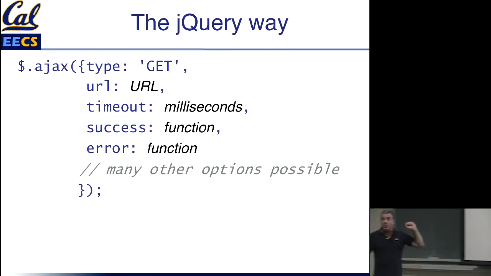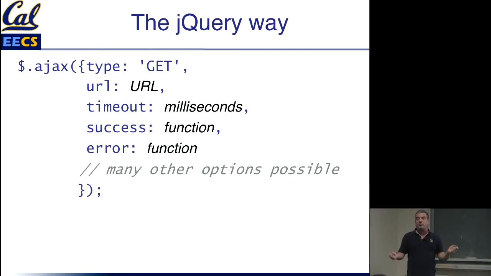And you can also say a timeout, which is if you don't get a reply within a certain amount of time, and you may want to handle that differently than actually getting a hard error. There's a lot of other options to AJAX, but those are the basic ones. What is the HTTP method? What is the URL or the URI part of the route?